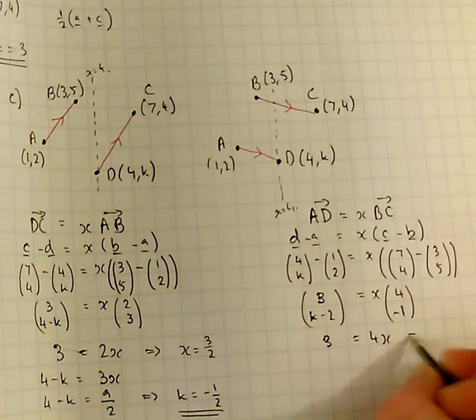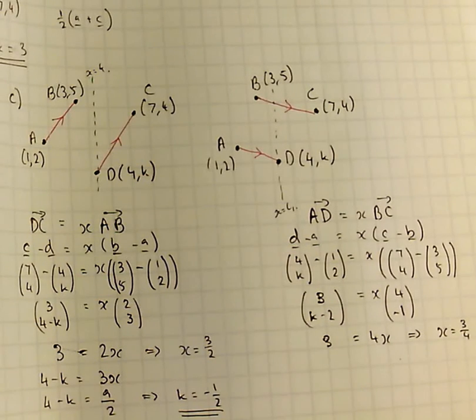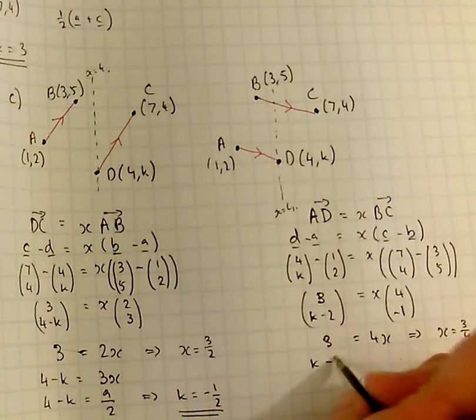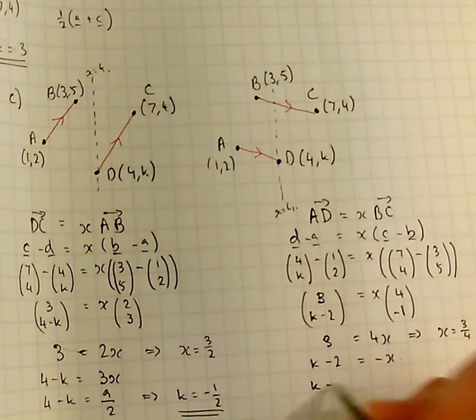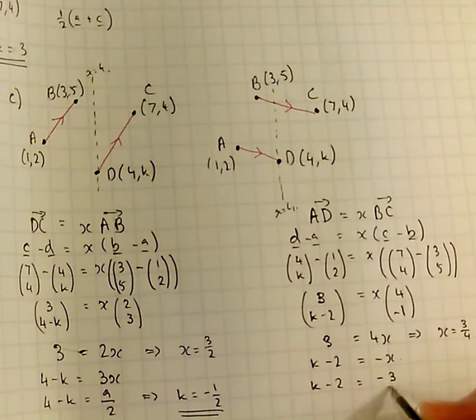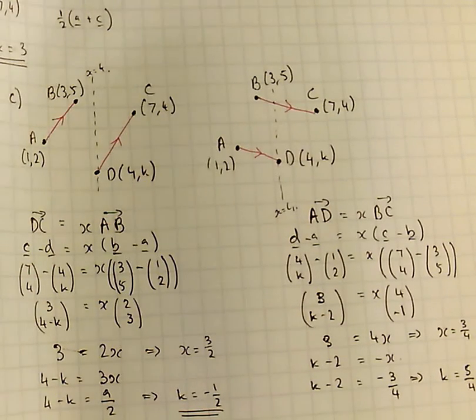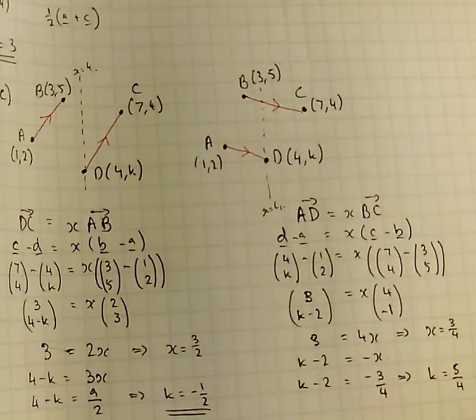So if we have this vector equation, it tells us from the first line that 3 = 4x, which implies that x is 3/4, and we can substitute that in to the second line, which is k − 2 = −x. So k − 2 = −3/4. So to get k, we simply need to add 2 to −3/4. Okay, so that's going to give us 5/4, I think. Yep, and that would be a final answer.